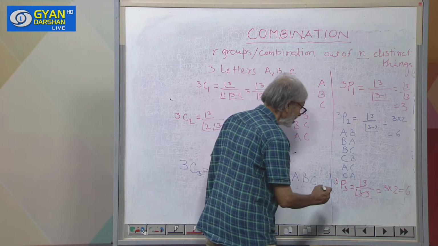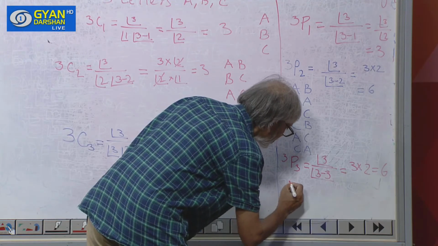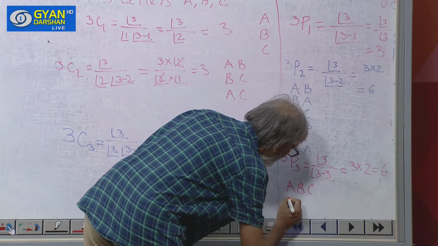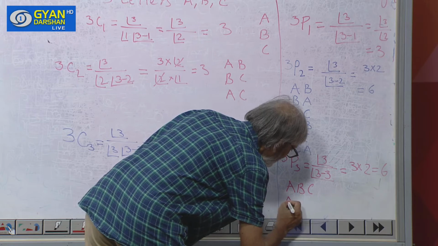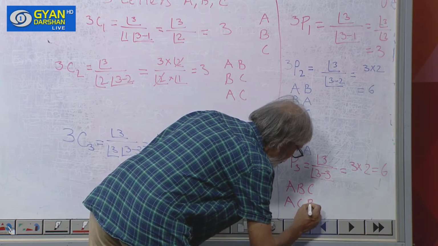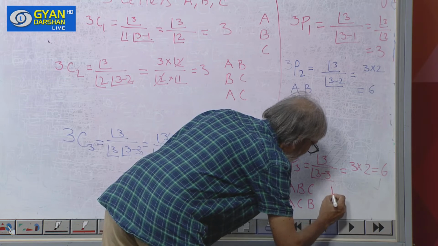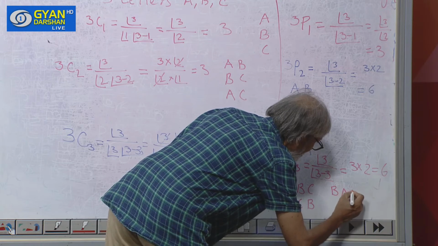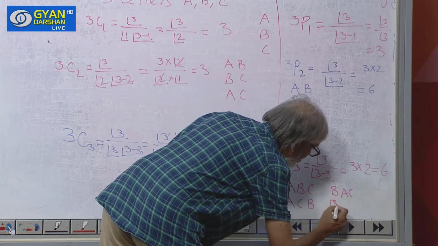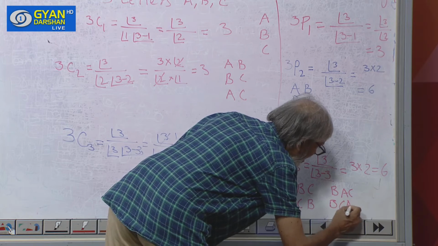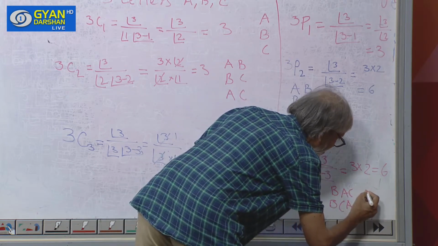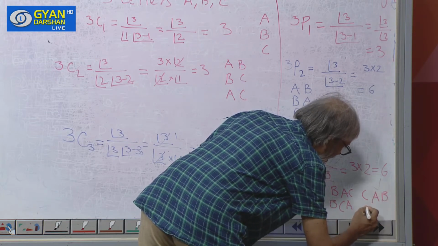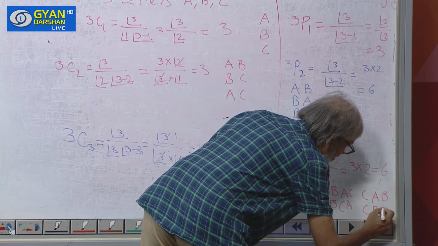And what are these 6 permutations? It is A, B, C, then A, C, B, then B, A, C, then B, C, A, and then C, A, B, and C, B, A.